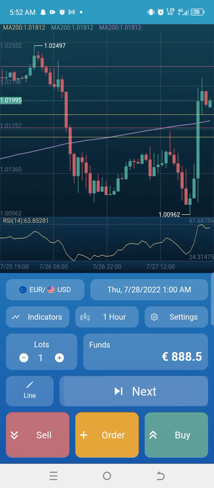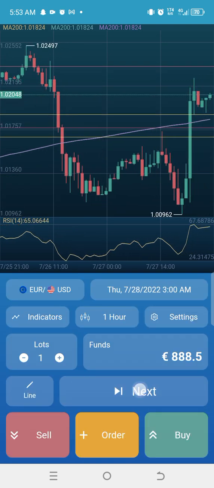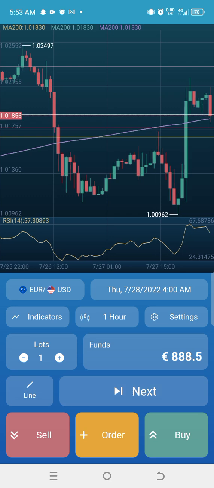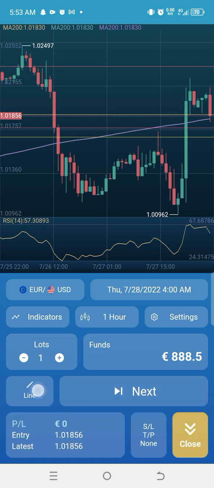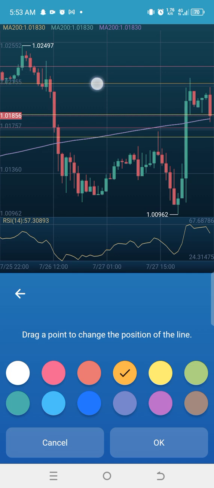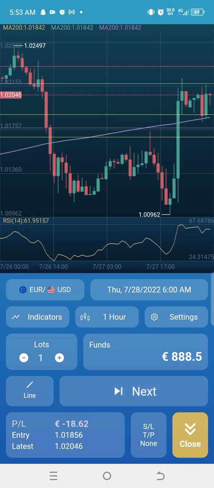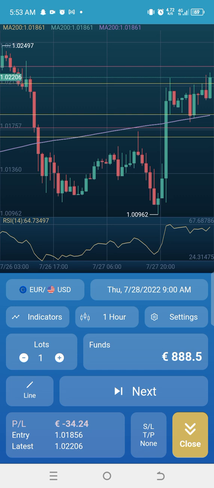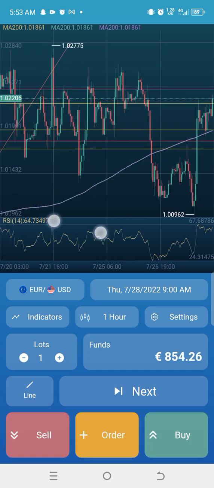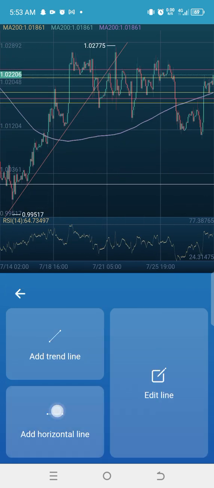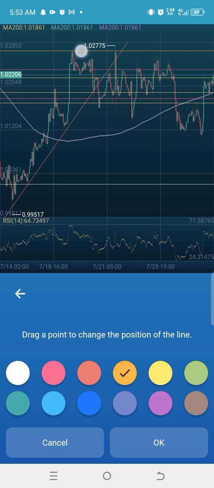Let's wait for price. Price has gone to that area. Yeah, second candle has formed. Place my sell. Stop loss just right there. Let's wait for price. Stopped out. One more trade to go. Let's make our limit here.